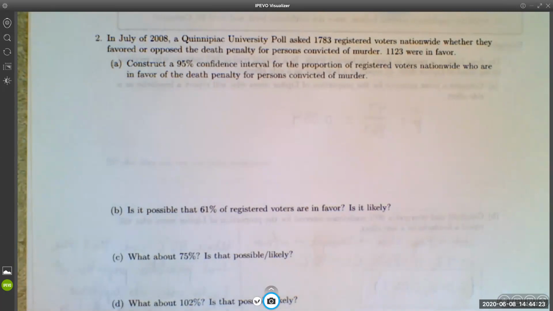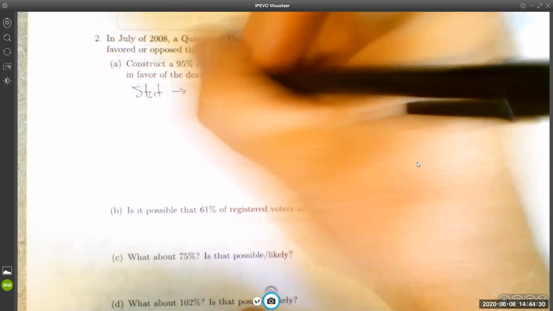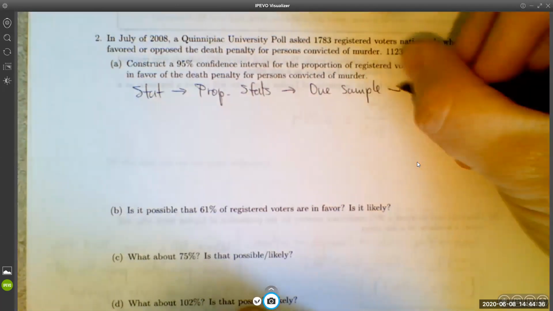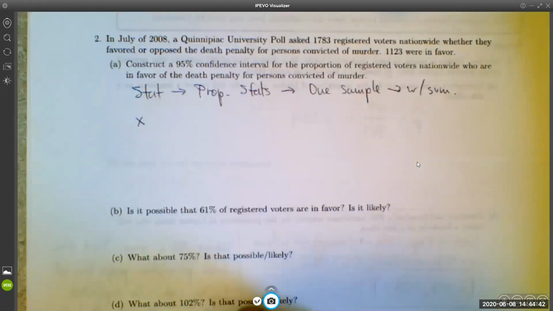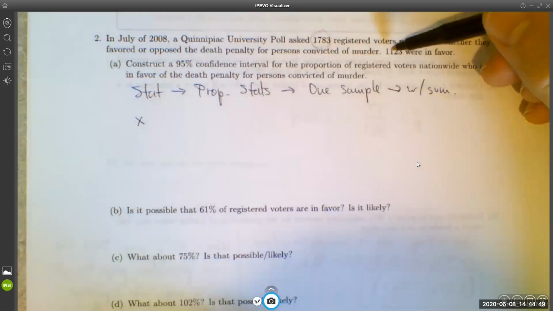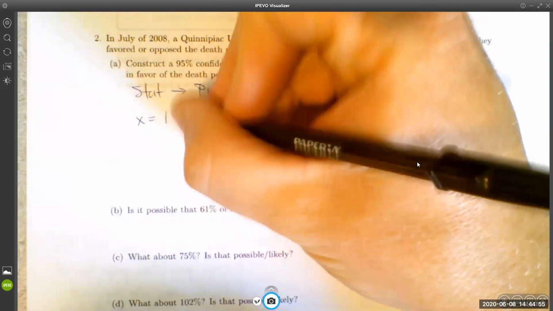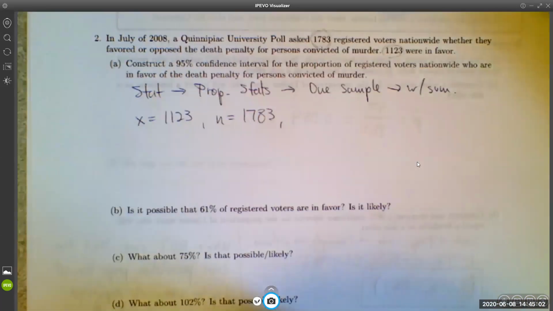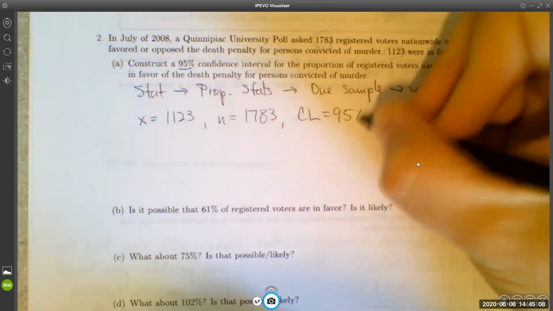Okay, so here's what we're going to do. Same as before: Stat, Proportion Stats, One Sample, with summary. We're going to have to enter the number of successes. In this case, there were 1,783 people polled, and 1,123 of them said yes, right? They were in favor. So the number of successes is 1,123. The number of observations was 1,783. And the confidence level that we're working with is 95%, right? It says construct a 95% confidence interval.